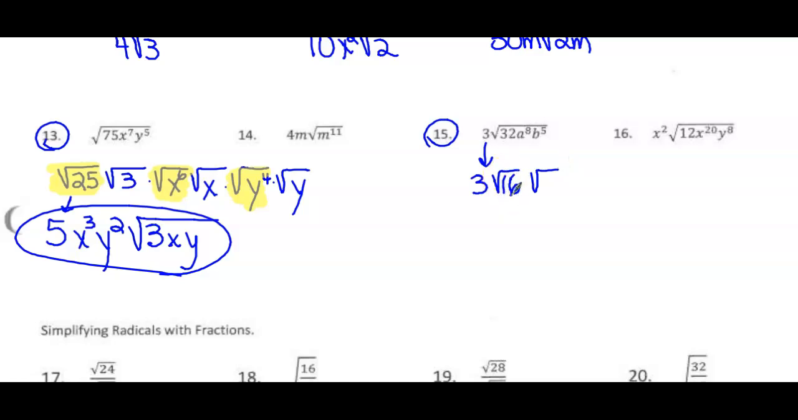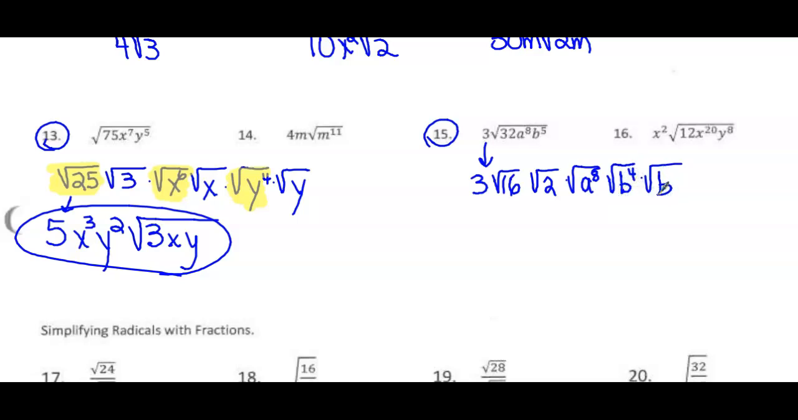Try to memorize these because they're going to happen a lot. 16 times 2. Then I notice a to the 8th. Well, that is a perfect square, so I'm going to leave it a to the 8th. It's a perfect square because it is an even power. But b to the 5th, that's odd. So I need 2 square roots. That will be b to the 4th and b.